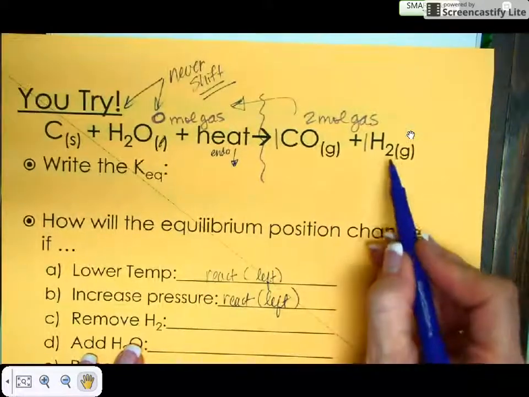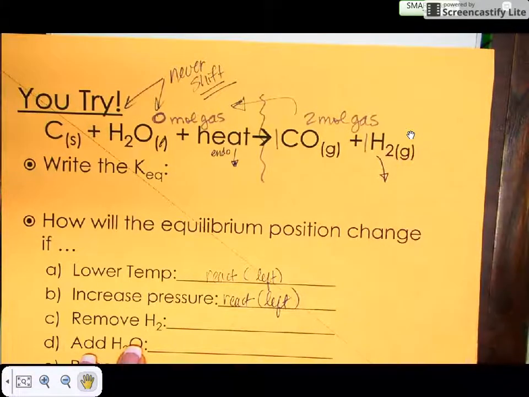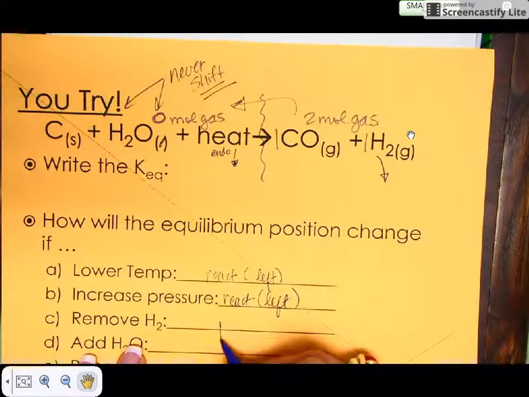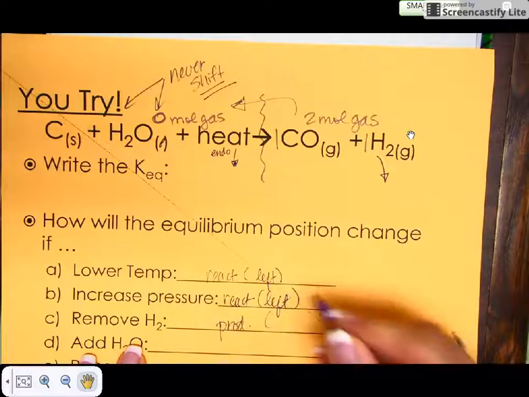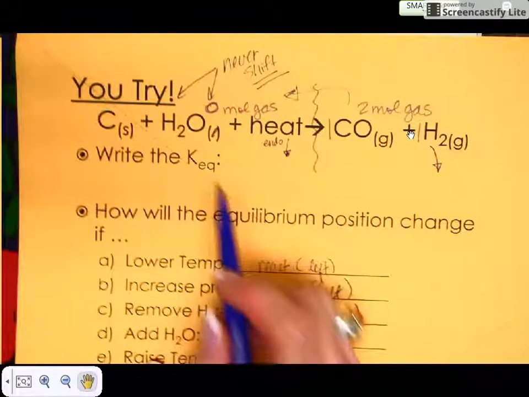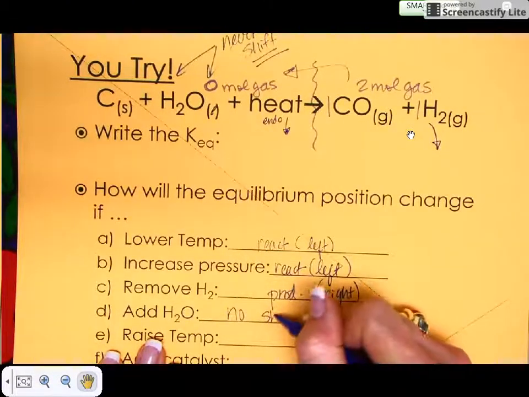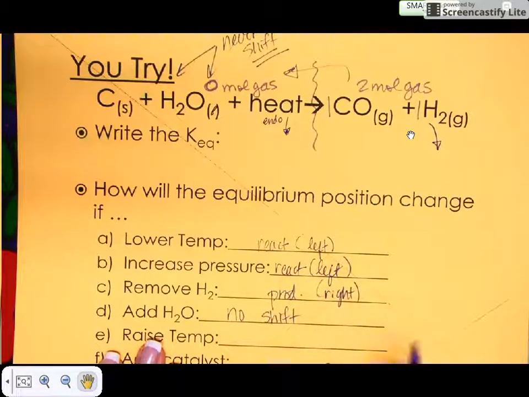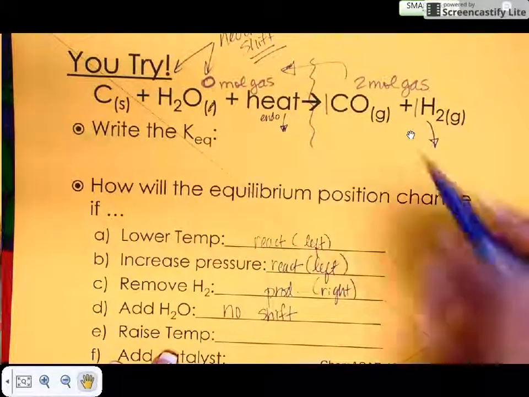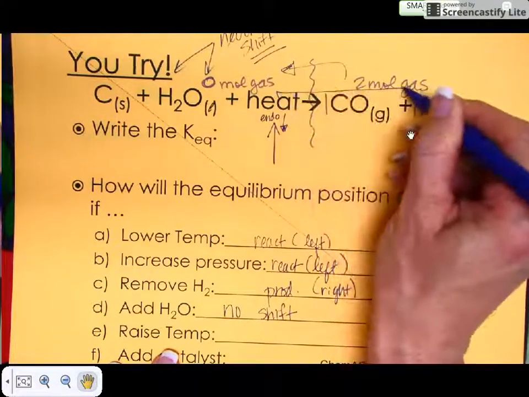Removing hydrogen. Hydrogen's a gas. I'm going to take him out. If I remove it, it's going to try to put it right back. So it's going to shift to the products or to the right. Adding water. Y'all, water is a liquid. So you would say no shift because it's a pure liquid. Raising the temperature. So the heat's here. If I add heat, it shifts away from the added component, y'all.